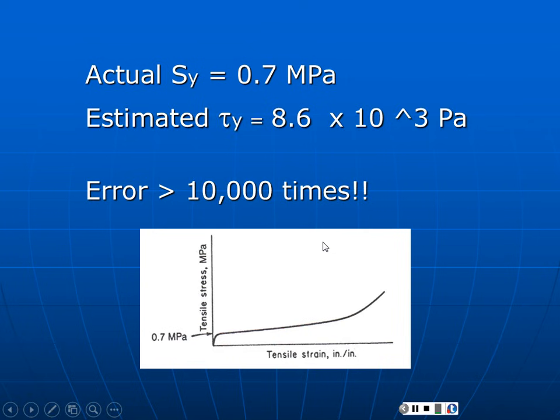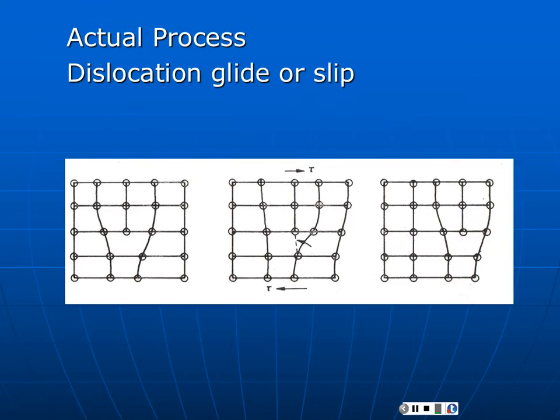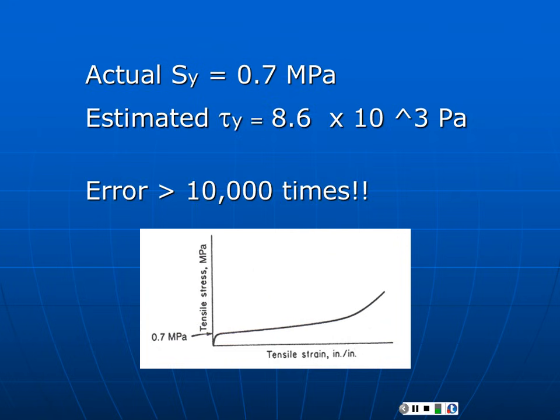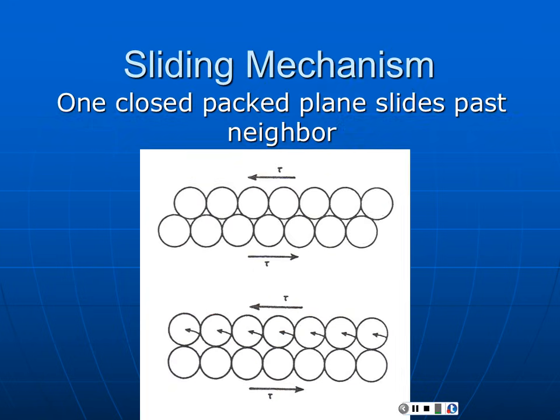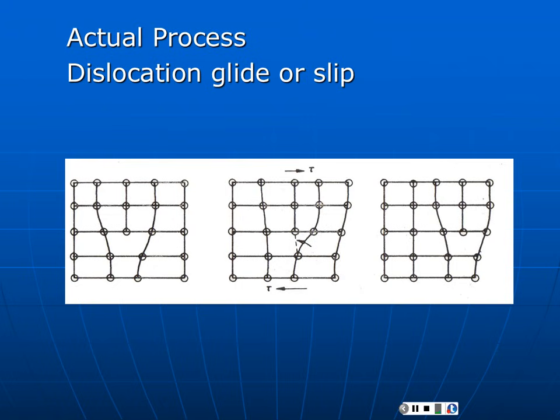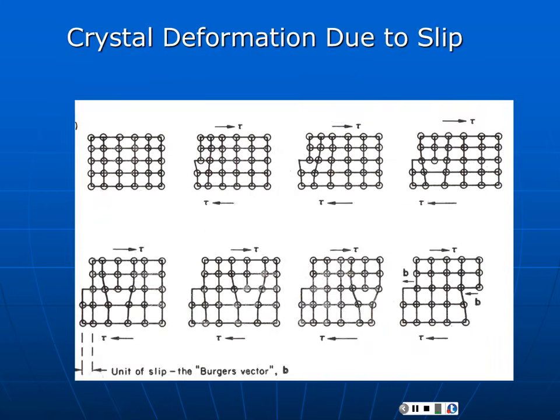Now, obviously something's wrong with our model. And here's the key. We do not, in fact, get slippage of close packed planes past each other. This is not the process that's occurring. What's occurring is that dislocations, which we've already defined, are going to move. And it's the movement of dislocations that allows us to produce slip steps. So it looks something like this. Start with a crystal, we apply a shear stress, and a dislocation pops in. Continue to apply the shear stress, and the dislocation pops through one bond at a time.